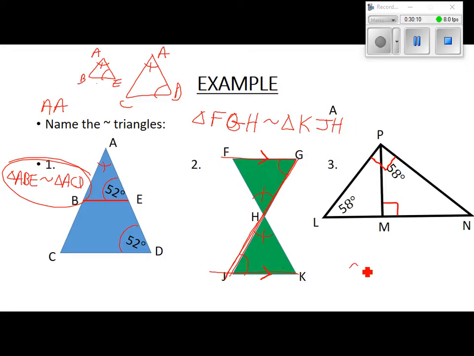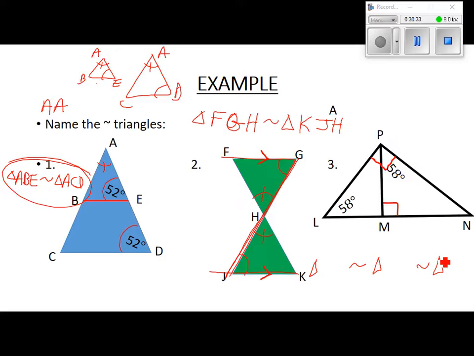This one, how many triangles in this picture? 3. So this time we're going to name 3 triangles that are similar. Now, before we do this, because I guarantee you if we just take it the way it is, you're going to mess it all up. What I would do with this is I would find the angles that I'm missing.